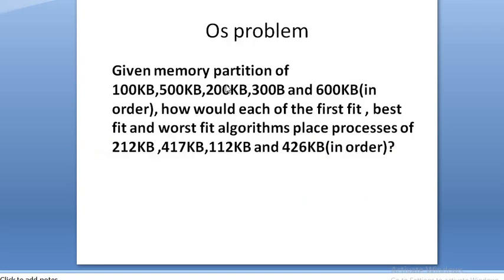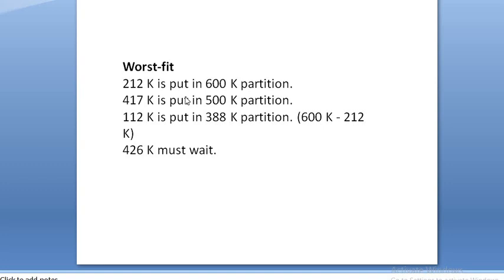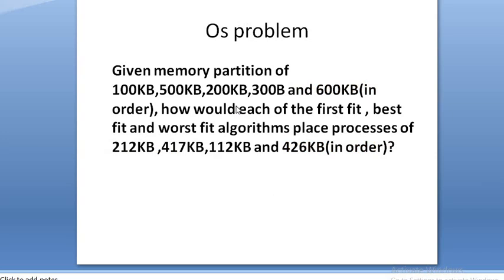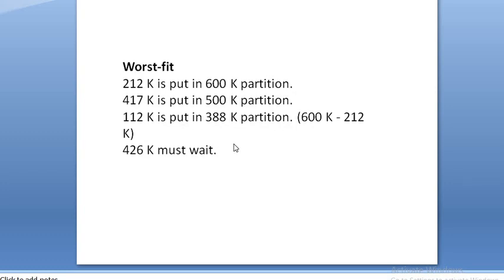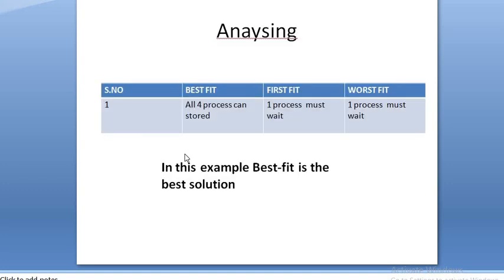Next 417. The next largest is 500, so 417 is going to be stored in 500. Third one is 112. We are going to store 112 in 388. Okay, so it is not possible to store 426, it must wait. It is a drawback. We are having wastage of memory here. That's why it is called worst fit.